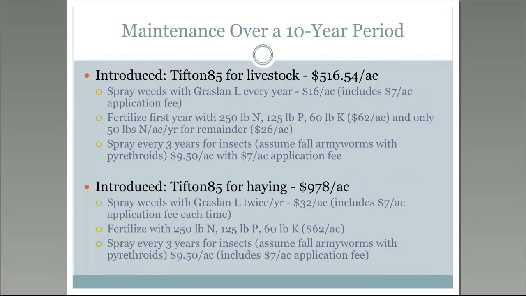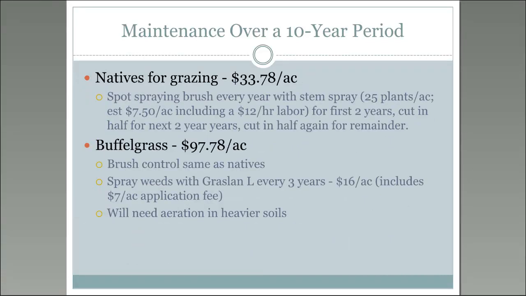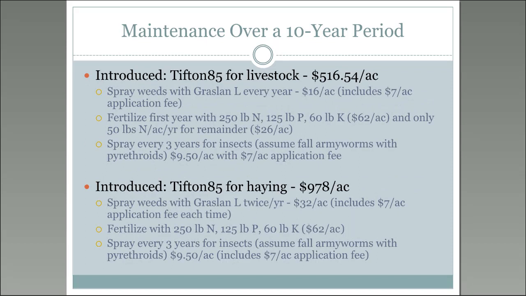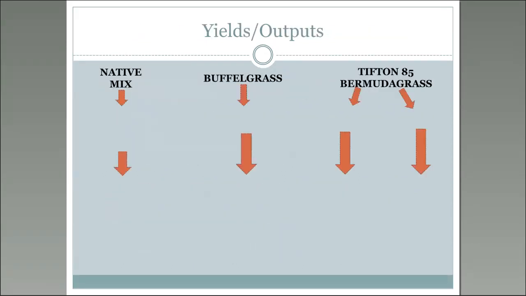So that's maintenance. So that's the big draw for a native field, is that you have a much lower input cost as compared to something like Tifton 85 Bermuda grass. Okay, so let's look at our yields or our output. So that's what we put into our business, but what would we be taking out of this 250 acres?